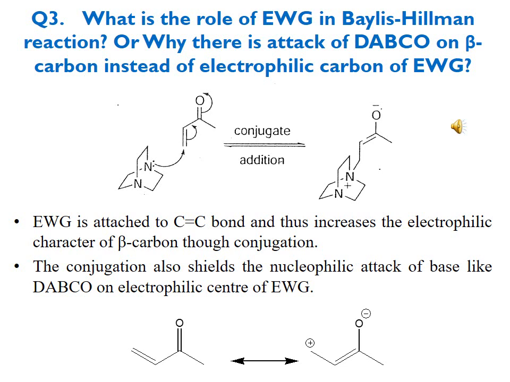Second, the conjugation also shields the nucleophilic attack of base like DABCO on electrophilic center of electron withdrawing group. That is why their attack was not on the electrophilic carbon, because this resonance, this conjugation shielded that carbon of carbonyl group, and so the nucleophilic nitrogen is attacking on the beta carbon, which is open and more electrophilic as compared to that of the carbon of carbonyl compound.